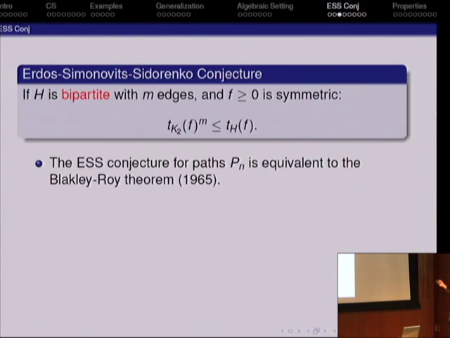And okay, so this is the conjecture as I wrote it before. Let me talk about the history. The case where H is P_n, the path of length n, is equivalent to some inequality about matrices from 1965.